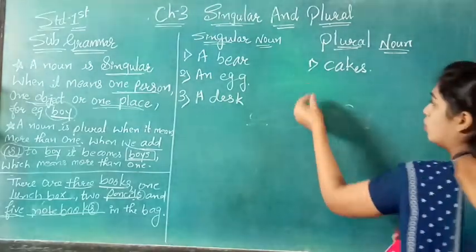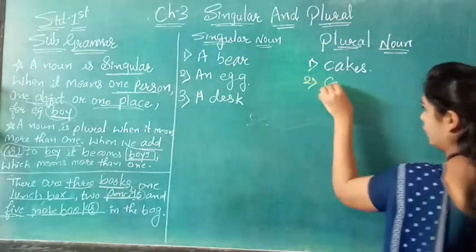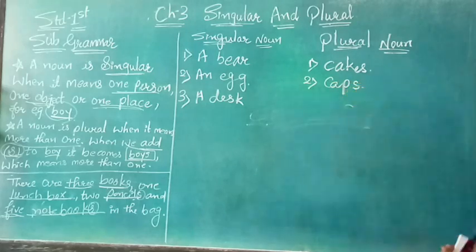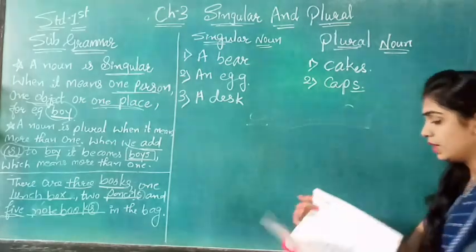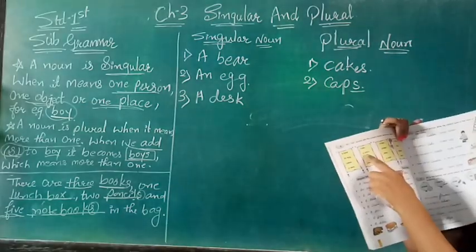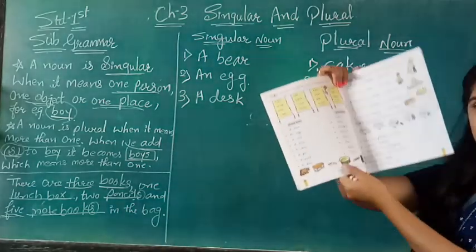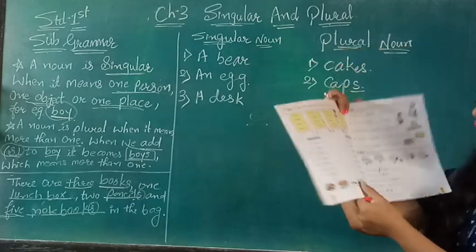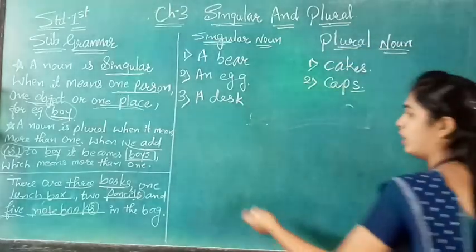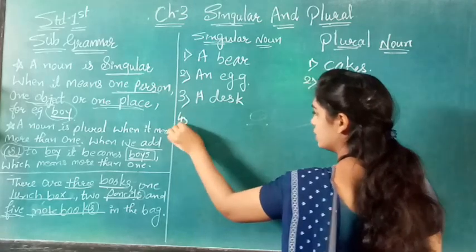Now see, in the next chart we have given caps. Caps means more than one. Why can we say more than one? Because here it is S. Are you understanding? Now see, next one we have given a drum. Drum, you can see here, children, the picture of a drum. So a drum means only one drum, so we will write again in singular.